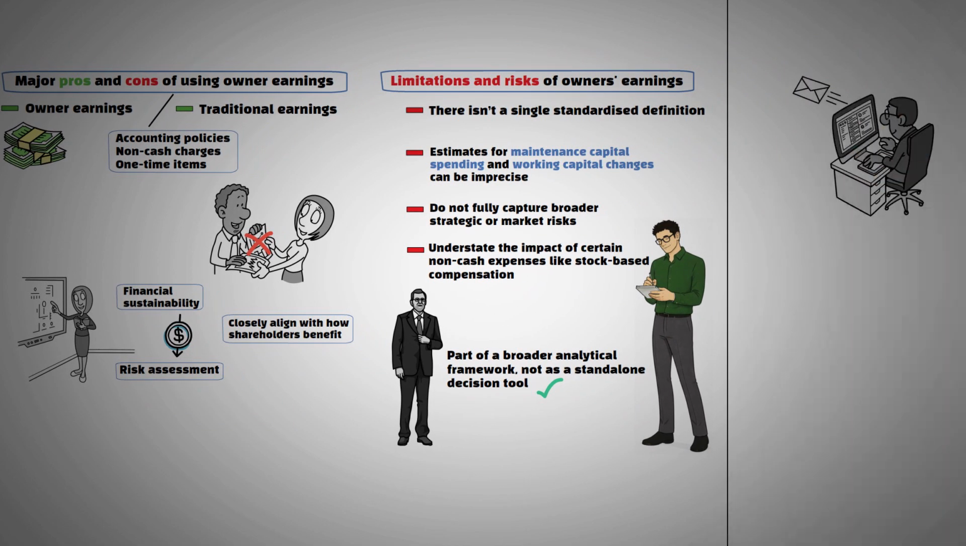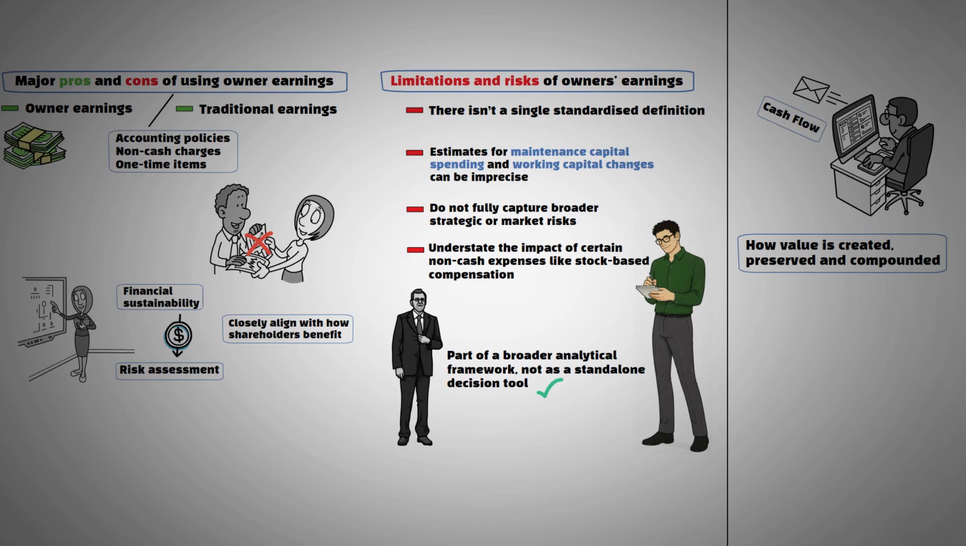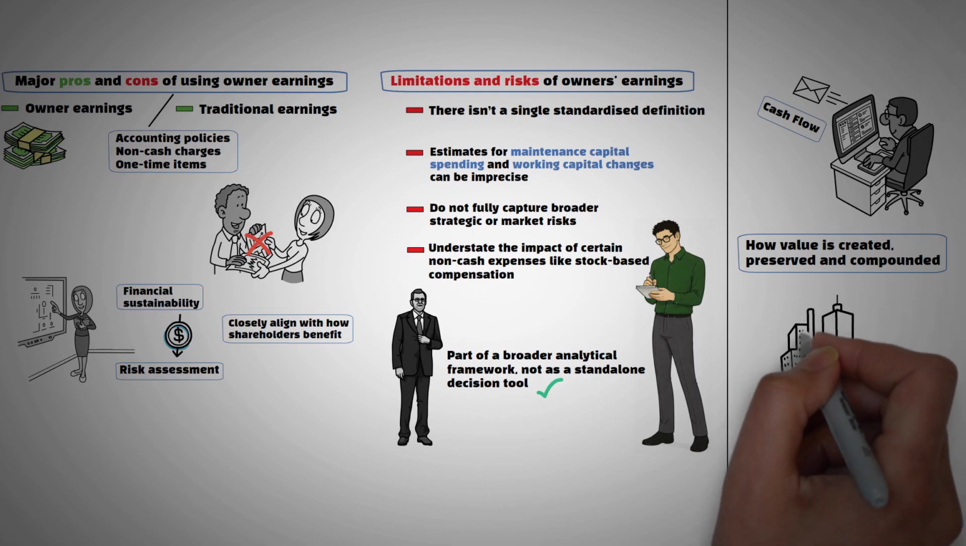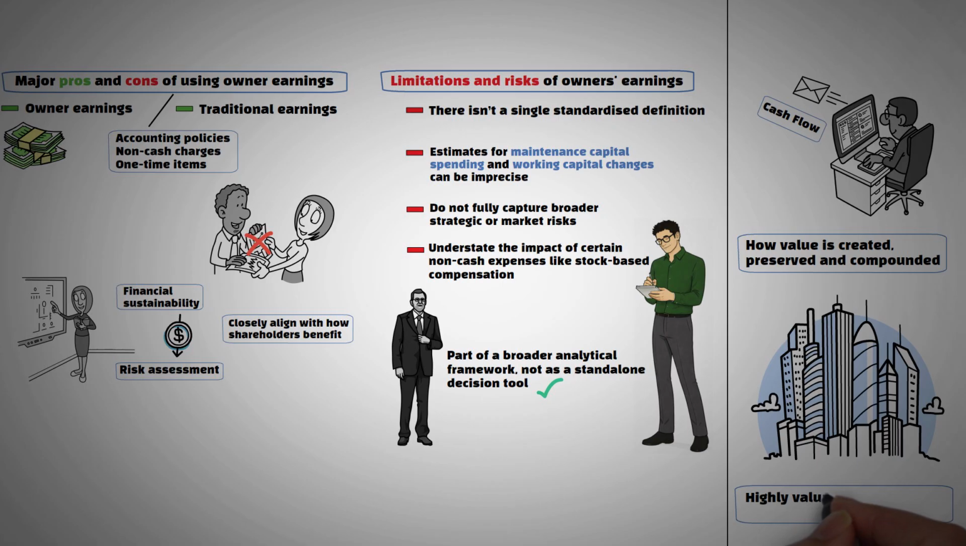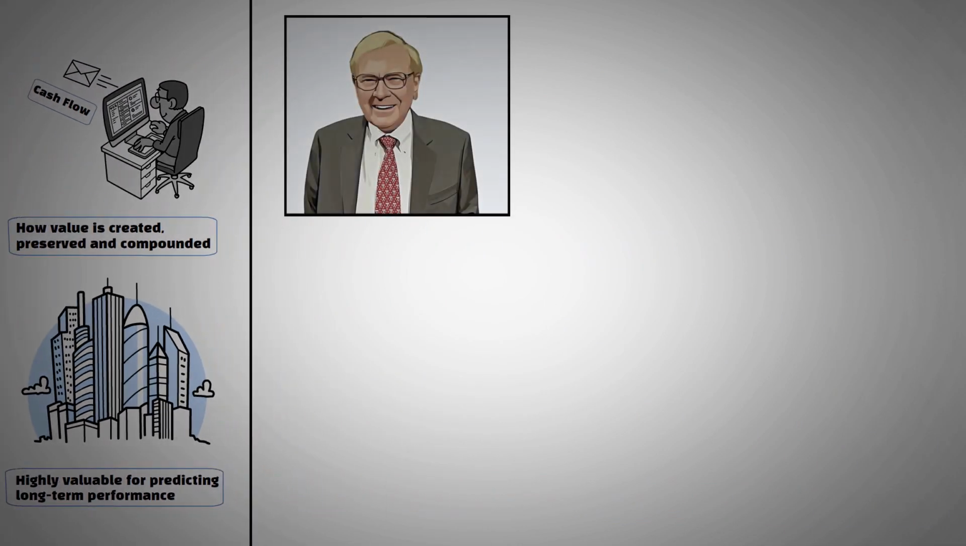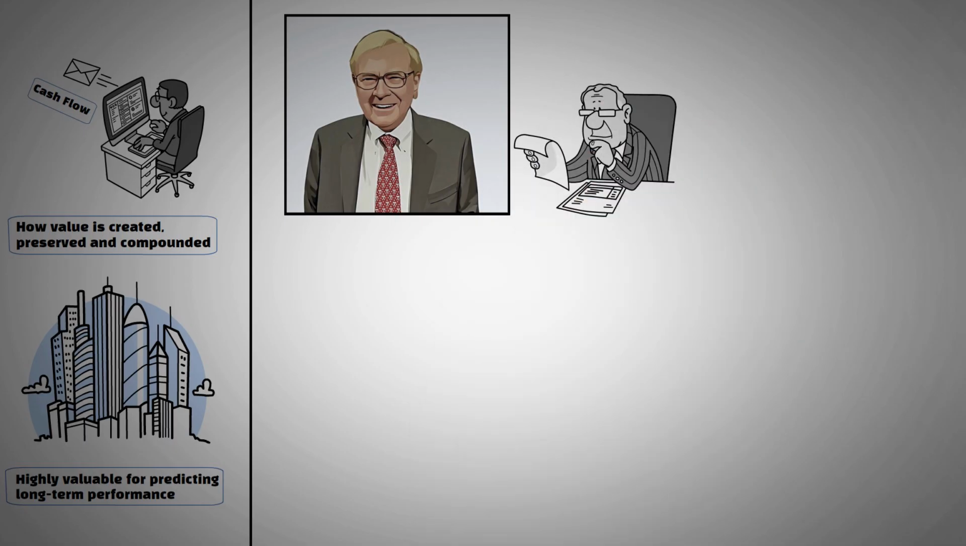By focusing on cash flow rather than accounting profit, investors gain insight into how value is created, preserved, and compounded. Increasing owner earnings indicate that a company's future earnings are more likely to be positive, making it highly valuable for predicting long-term performance. And we now know how Buffett uses owner earnings to identify businesses with durable cash-generating power.